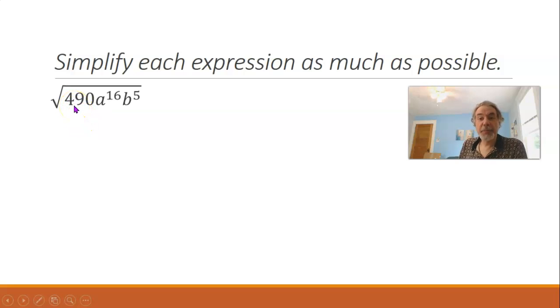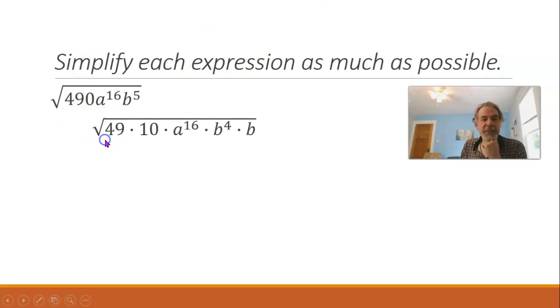490 is not a perfect square, but we can factor it into something that is a perfect square times something else. Specifically, it would be 49 times 10. A to the 16th, now that is a perfect square. It's what you get if you start with a to the 8th and square that. So we are going to be able to say what the square root of a to the 16th is. It's just going to be a to the 8th.